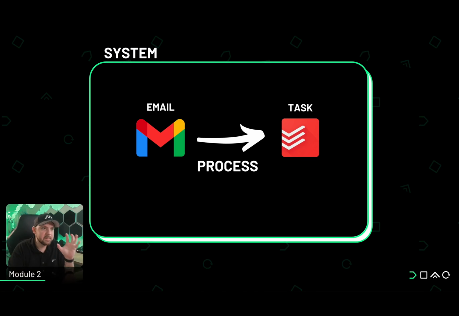And inside this system, once we move the email to the task manager to make a task, this is the process. Moving the email into the task manager, setting it up, prioritizing it, and then the task itself needs to be processed again because there are several steps involved until we can send back an email.